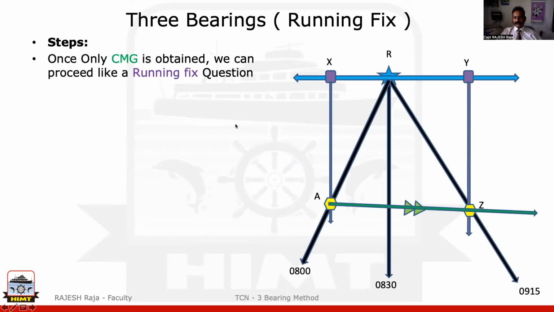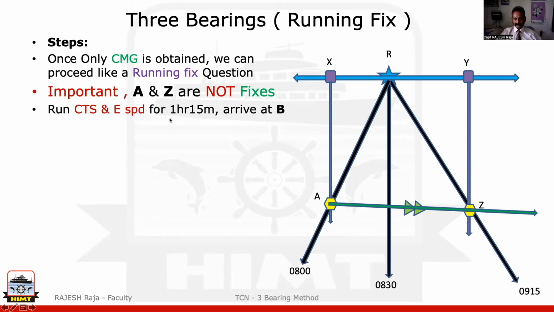Now, I'm going to use the running fix concept. In running fix, we all know that I can assume my start point alpha at any point on the first PL. And I already have one alpha. So I'm going to start from there. What is known to me? For me, my CTS and engine speed is known. Again, as a recap, alpha and Zulu are not a fix. They are just markers. I'm going to apply my course steered and engine speed for 1 hour 15 minutes so that I can complete a triangle for 1 hour 15 minutes.